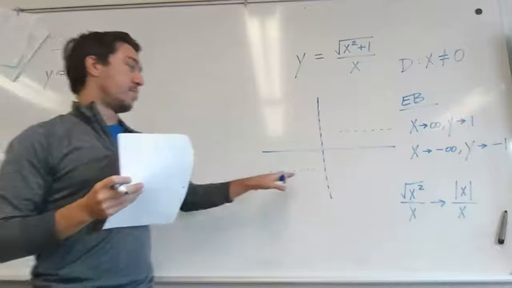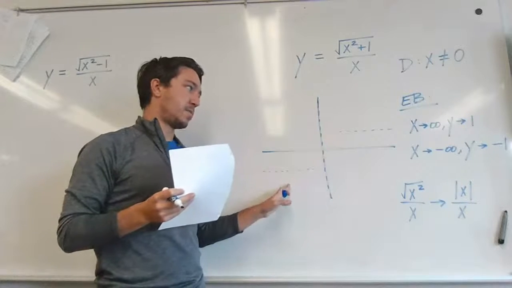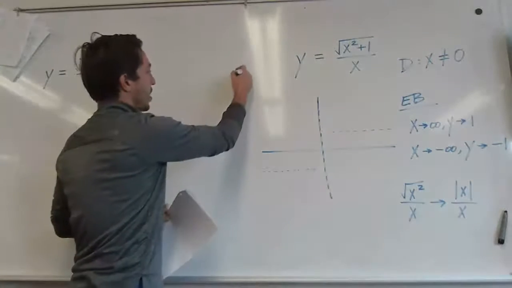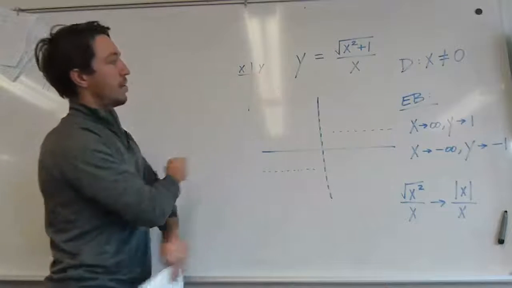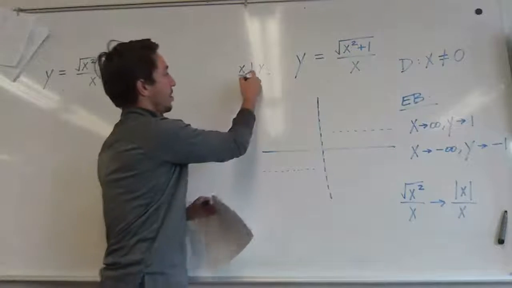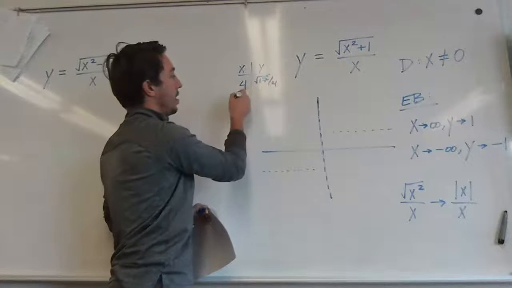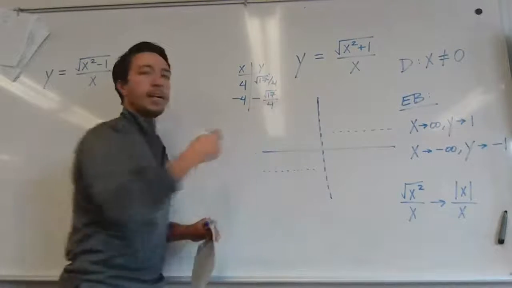By the way, we kind of skipped over something, but this right there is pretty good evidence that it's going to be an odd function. We can always check. It'll take 2 seconds. Oh, that's a good number. I don't know, 4. 4 would get me root 17 over 4, and -4 would get me negative root 17 over 4. Okay, great. It's an odd function.